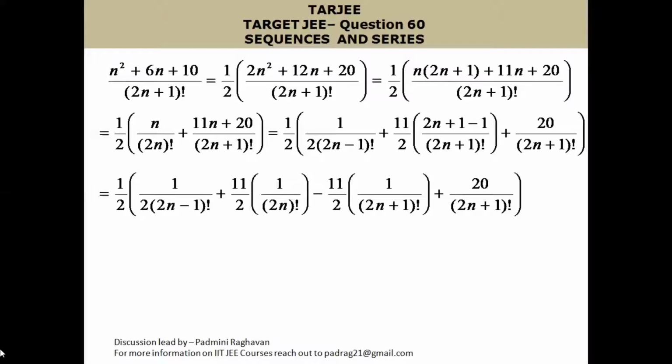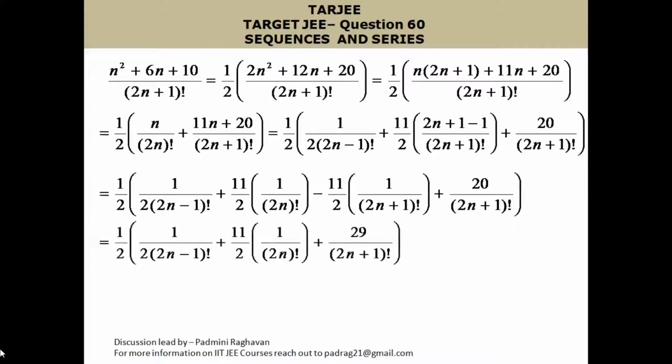Next term becomes minus 11 by 2 into 1 by (2n plus 1) factorial plus 20 divided by (2n plus 1) whole factorial. There are two terms with the same denominator. Take LCM, combine the two terms with the (2n plus 1) factorial in the denominator. We get this to be equal to half into 1 by 2 into (2n minus 1) factorial plus 11 by 2 into 1 by (2n) whole factorial plus 29 divided by (2n plus 1) the whole factorial.